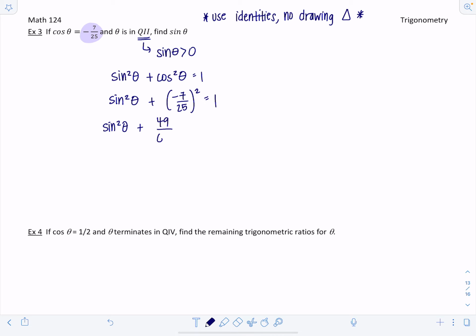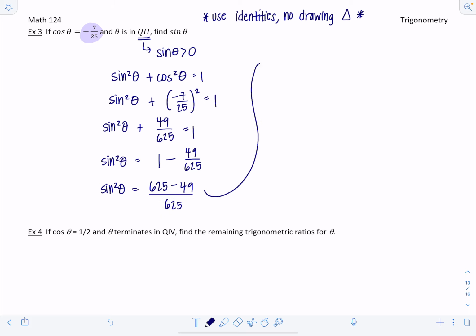Okay, so sine squared theta plus, when you square a fraction, you have to square the numerator, square the denominator. So that's going to be 49 over 625 equals 1, which means sine squared theta equals 1 minus 49 over 625. So I have to get a common denominator here. 1 is 625 over 625. So I have 625 minus 49 over 625, which means sine squared theta equals 576 over 625. What do I do next? I take the square root of both sides.